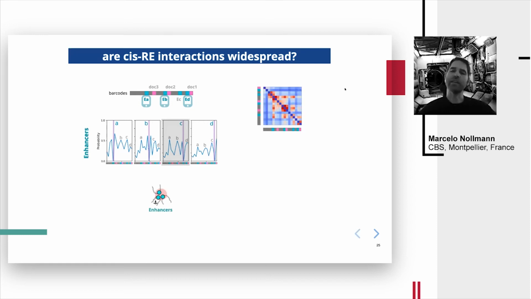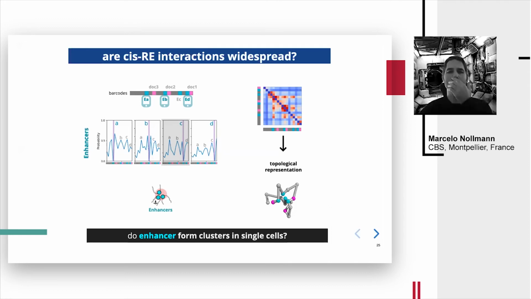To have, let's say, an independent method of analysis of this, what we did was to use Shrek3D. So this is a method that was developed by Julien Mozziconacci, and that allows us to obtain the topological representation of the Hi-C map, right? So remember, this is not a structure, this is a topological representation. And what this topological representation shows is that enhancers tend to be at the center of the TAT and seemingly making a cluster.